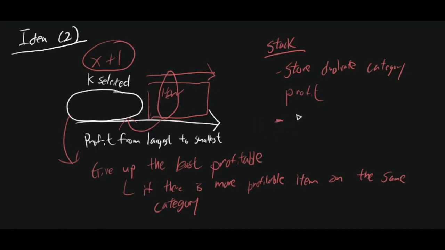And when there is a need to increase the distinct number of categories, then we can pop the least profitable item in order to make room for the new element. So that's pretty much all the idea of the solution. Let's take a look at how we can implement it.